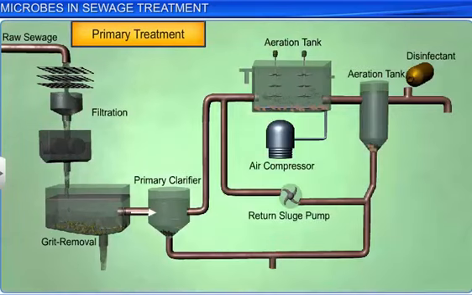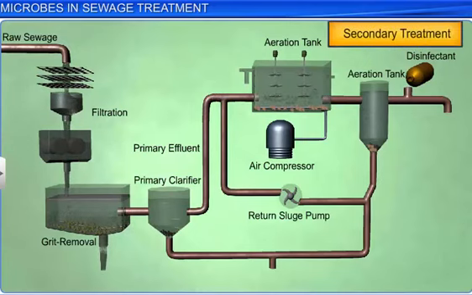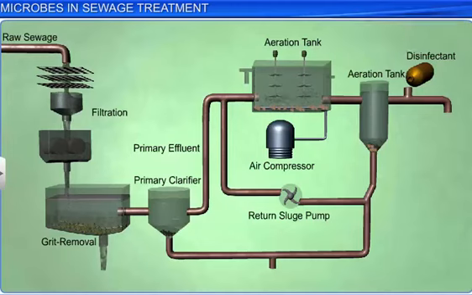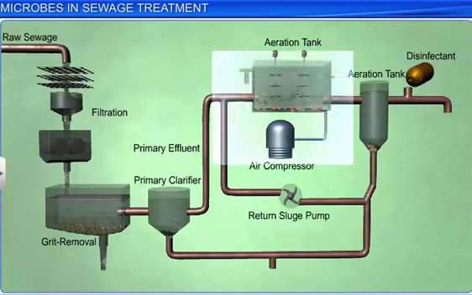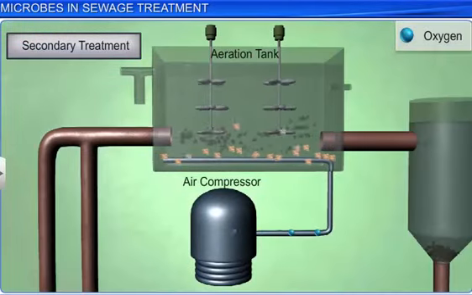Primary effluents are now transferred from the primary settling tank to large aeration tanks for secondary treatment, also known as biological treatment. Secondary treatment aims to reduce organic matter in the effluents. In the aeration tanks, the effluents are constantly agitated mechanically and oxygen is pumped into them.